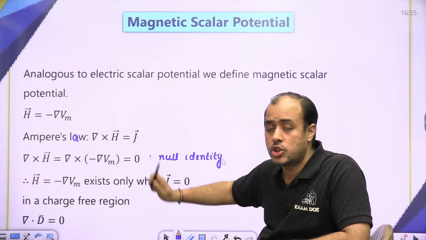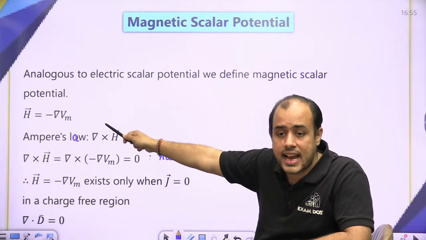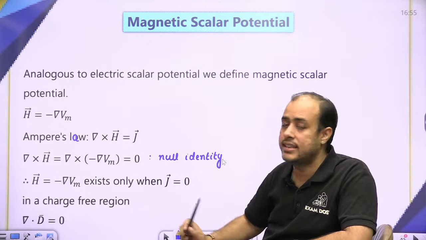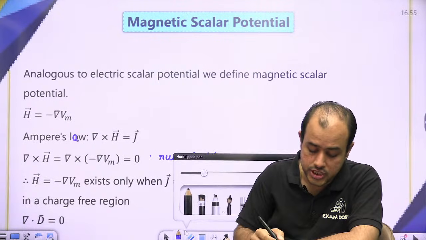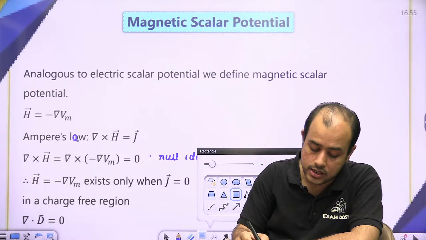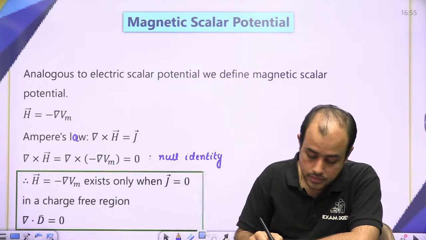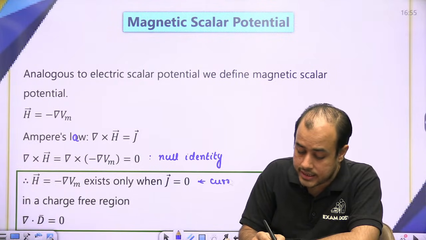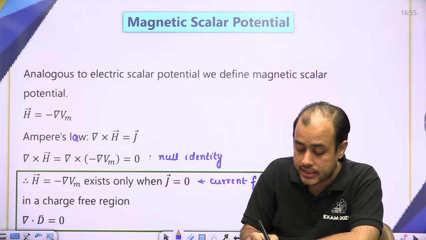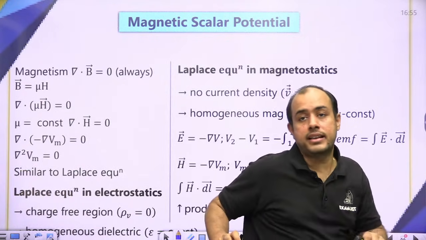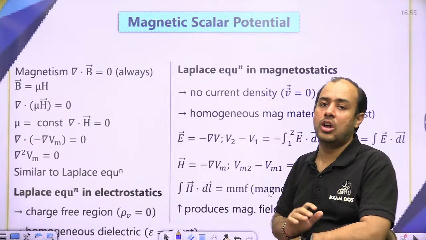Because curl of H should be J. But if you write H as minus gradient of Vm, then curl should be zero. So it only exists in a current free region. Just like you said, in a charge free region, del dot D will be zero. What can you compare this with? With electrostatics, where the charge free region was discussed, where the Laplace equation was discussed. Okay. But in magnetism the divergence of B is always zero.